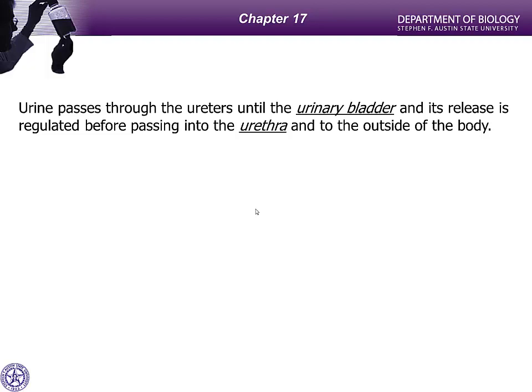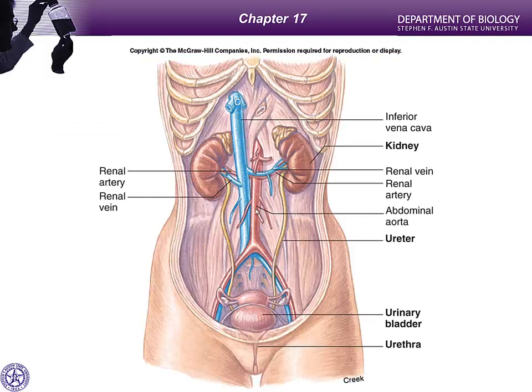Now from the ureter, this urine is going to pass into the urinary bladder where it's stored before it is released. And then the passageway to the outside of the body is going to be through the tube that is called the urethra. It passes from the bladder to the outside of the body. Now, ureter and urethra sound very similar, so make sure that you associate those terms with the right location.